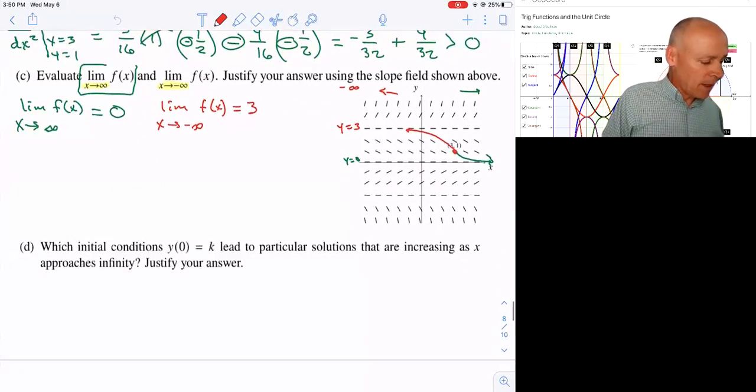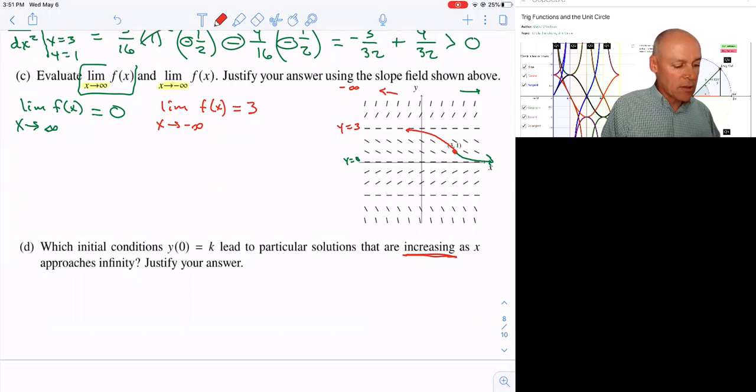Okay. Part D, last question on the test. Which initial conditions, y at 0 equal k, lead to particular solutions that are increasing? So I'm looking for particular solutions that are increasing as x approaches positive infinity, and then I've got to justify my answer.